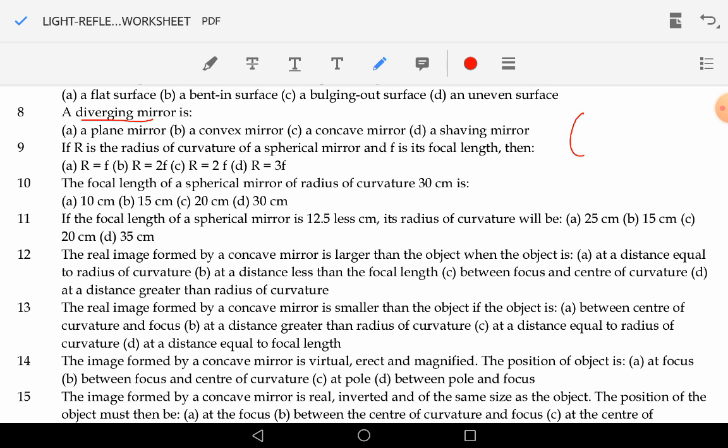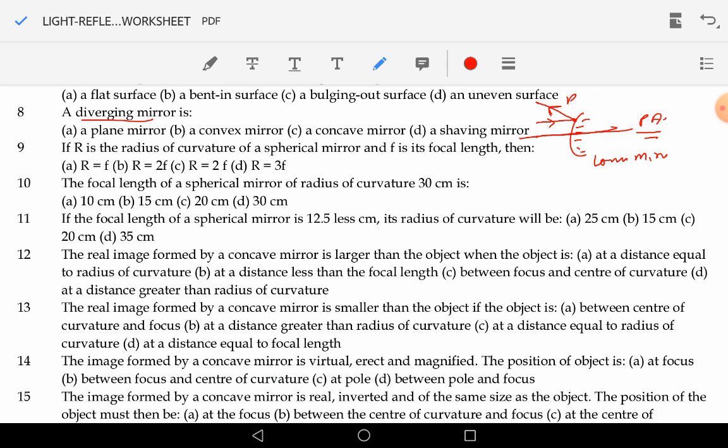Diverging mirror: a convex mirror is also called a diverging mirror, right? So this is a convex mirror and it is called a diverging mirror. Now why do we call it a diverging mirror? Because if we have an incident ray of light parallel to the principal axis, after striking the reflecting surface of the mirror, the ray of light will bend away from the principal axis.